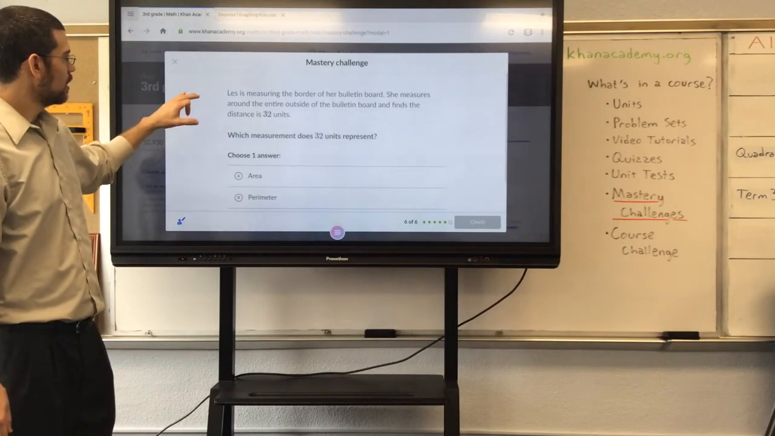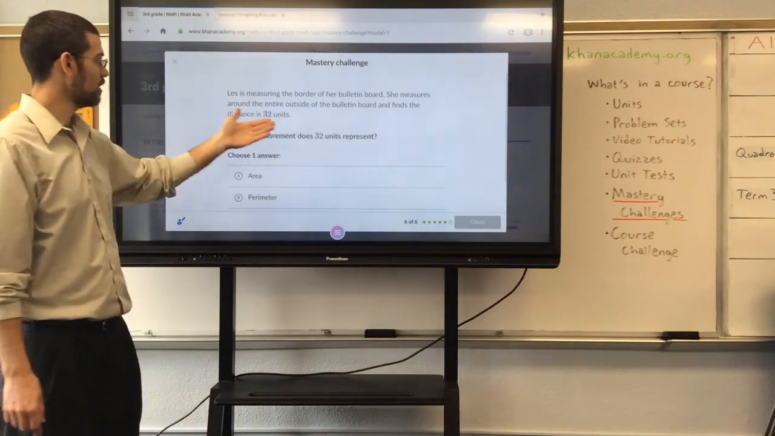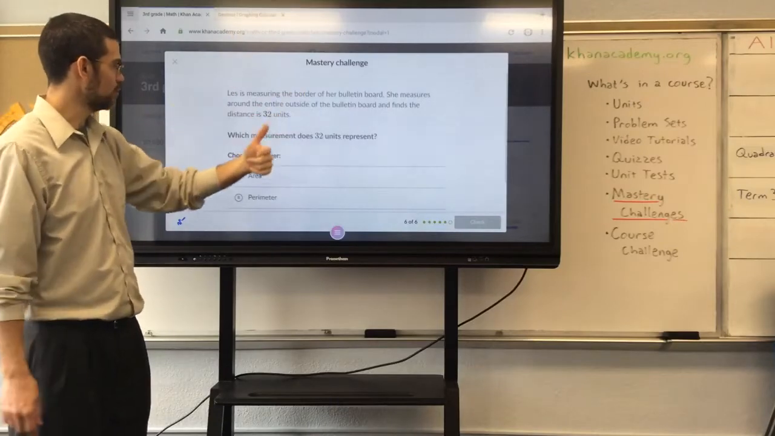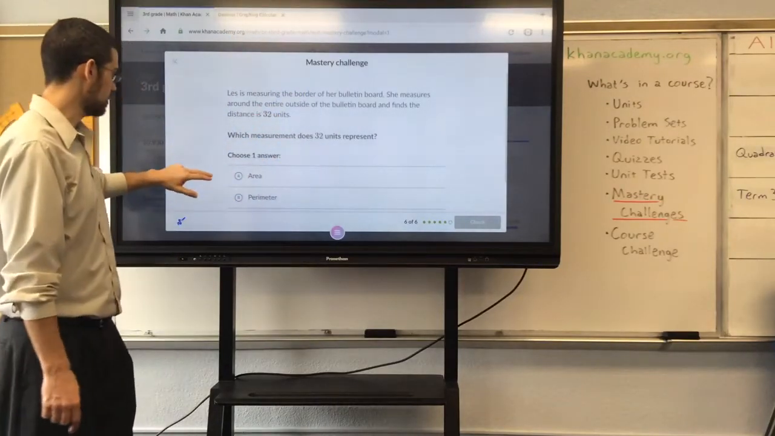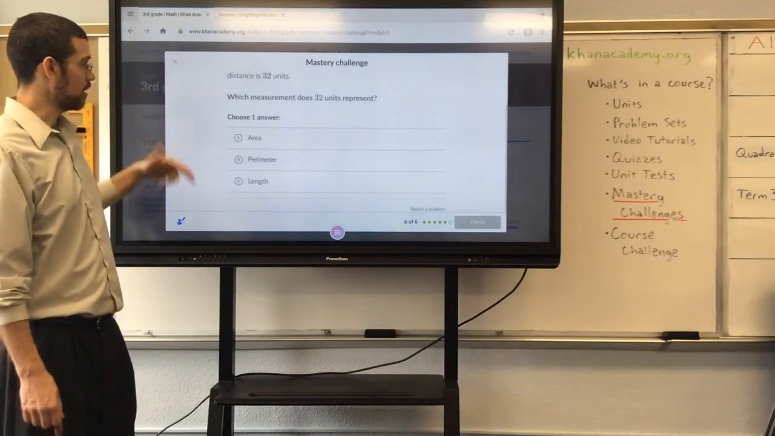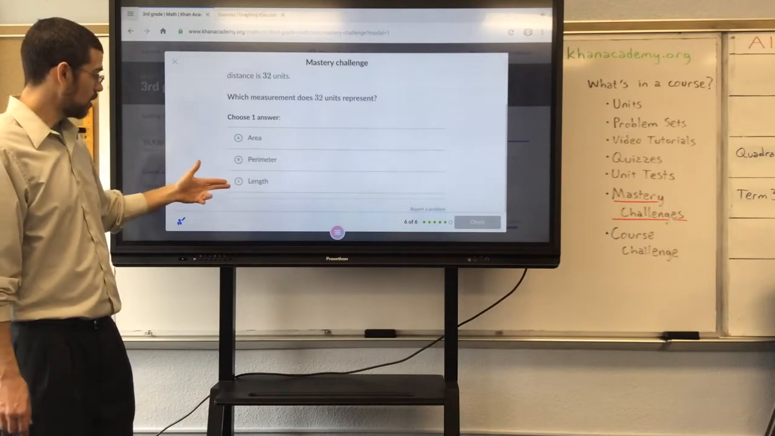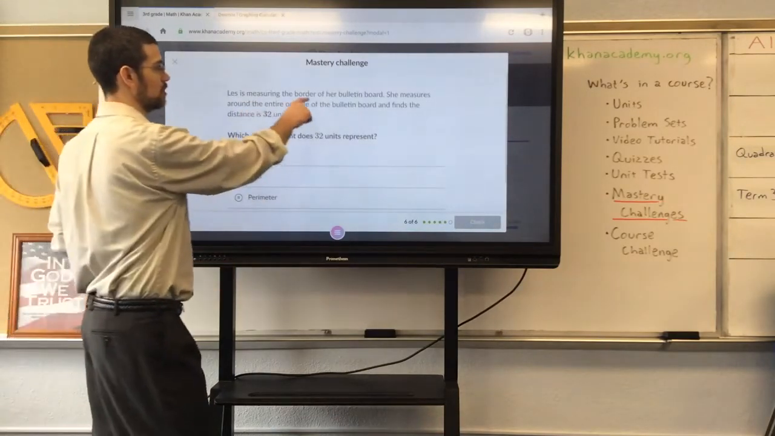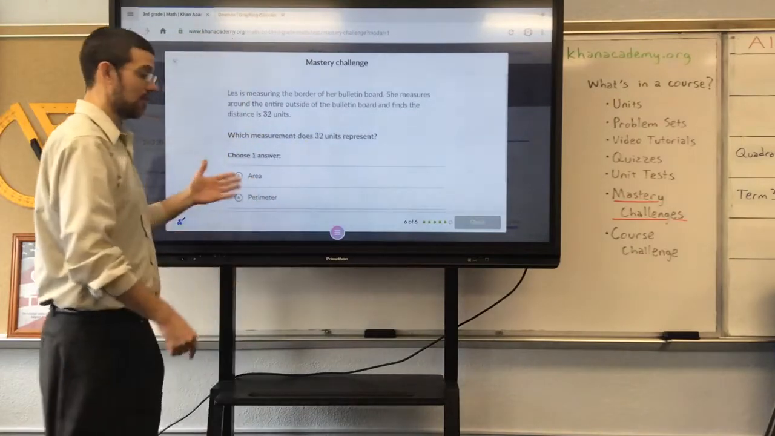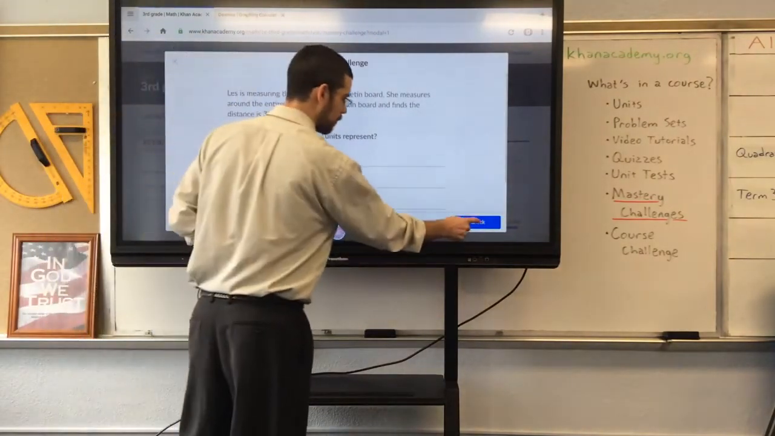Last question. Les is measuring the border of her bulletin board. She measures around the entire outside of the bulletin board and finds the distance is 32 units. Okay, distance. Well, distance isn't area. Distance is a length, but it's a special length in this case. It's not just a length, it's the measure around the outside of something. That's the definition of perimeter, so we'll pick perimeter.